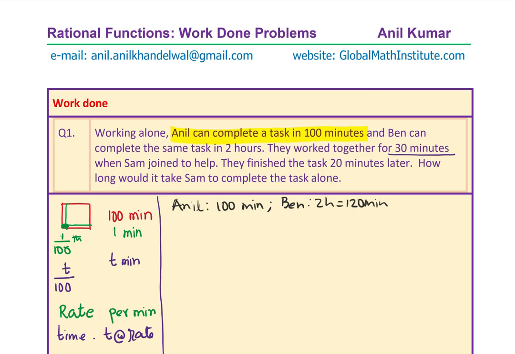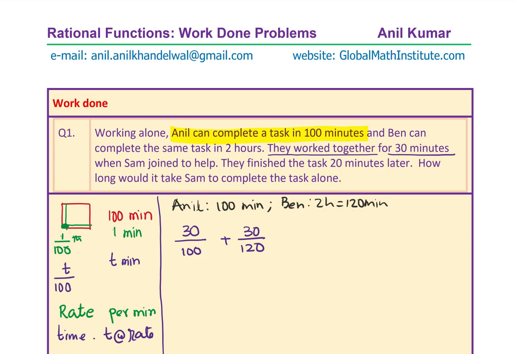Let's look into this statement. That means the rate is 1 over 100. So for Anil, it was 30 over 100. For Ben, it was 30 over 120. So that much of work they did in 30 minutes.